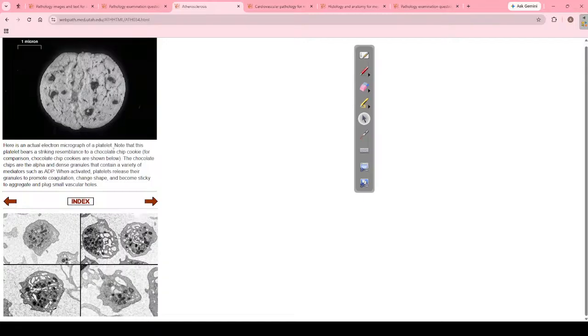Electron micrograph of a platelet. It looks like a chocolate chip cookie, but it's really very small. So when there are mediators such as ADP, they get activated. Platelets will release their granules to promote coagulation. They change shape and become sticky, and they aggregate to form a platelet plug. Okay. All these are platelets, and these are fibrin strands.